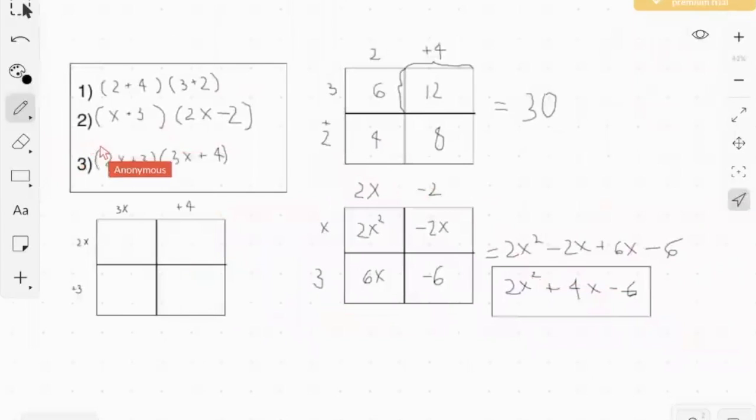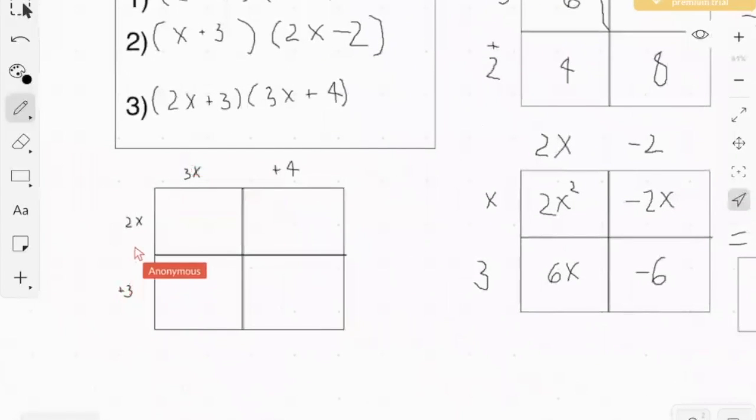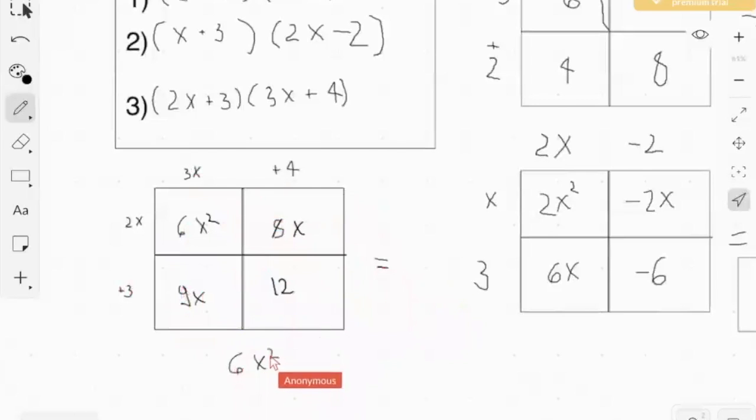So in this case, it's 2x plus 3 times 3x plus 4. So we do the same thing, split it up into 4 parts, 2 parts per side, and put the terms on each part. So 3x plus 4, 2x plus 3. Let's multiply it out. So 6x squared for this rectangle, 8x for this, 9x for this, and 12 for this. Now we can add it all together, and I'll just combine these two right away. And our answer will be 6x squared plus 17x plus 12.